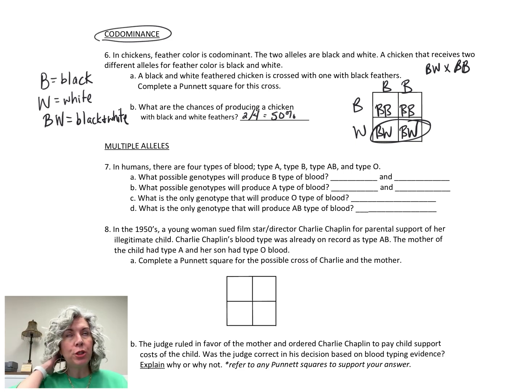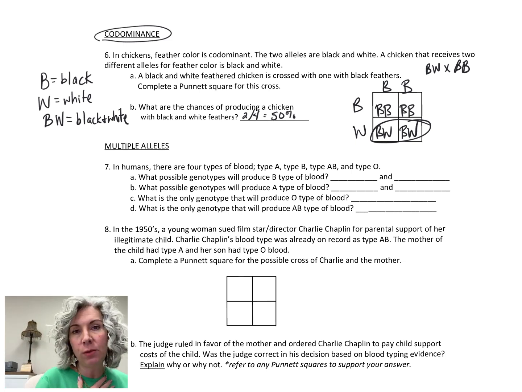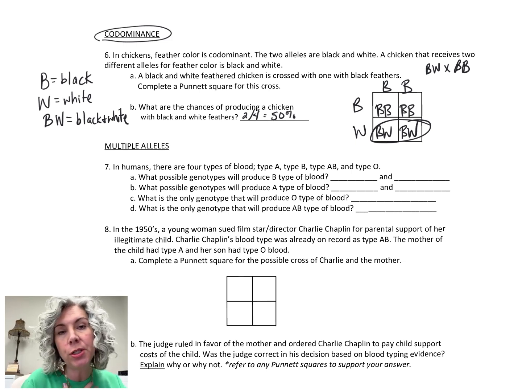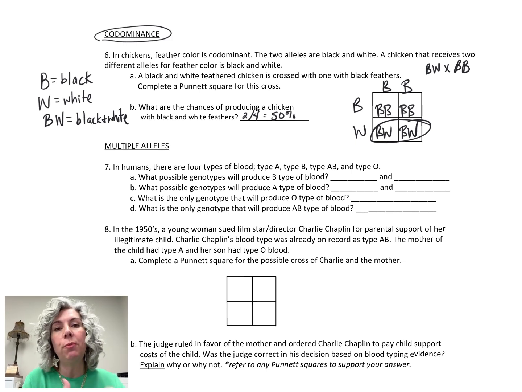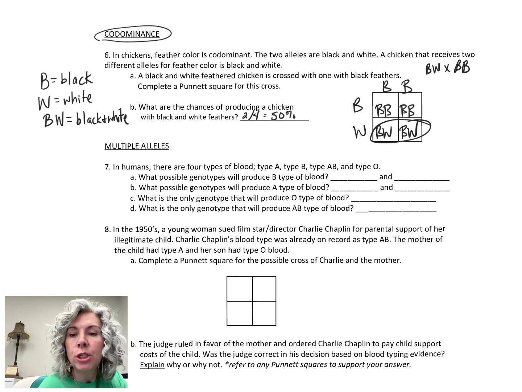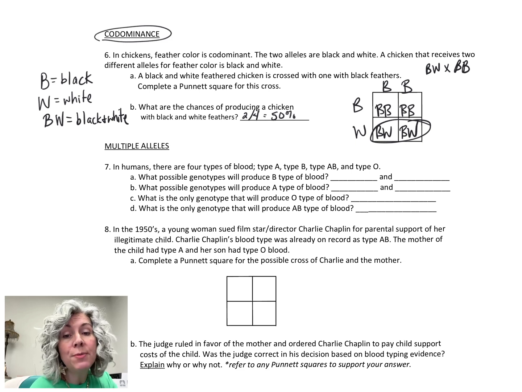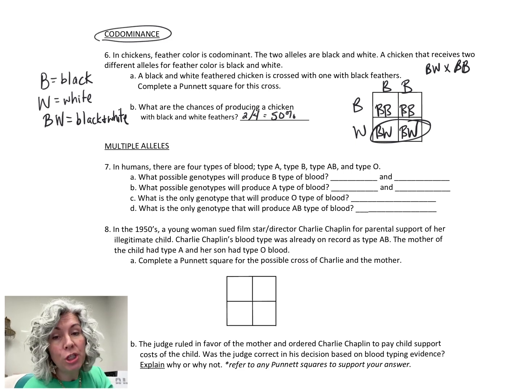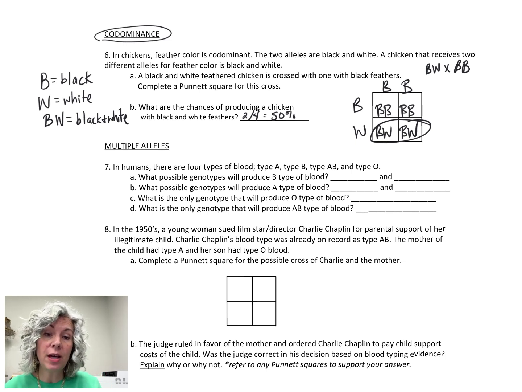Moving down to multiple alleles. Always, well, I shouldn't say always, but 9 times out of 10, whenever you're doing crosses with multiple alleles, it's going to be blood types, unless you're in a more advanced genetics class. So in our case here, multiple alleles, we're talking about blood types. In humans, there are 4 types of blood, A, B, AB, and O. What possible genotypes will produce the B's, the A's, the O's, and the AB's?